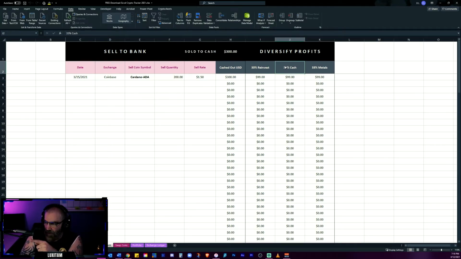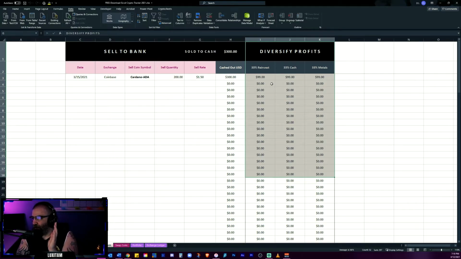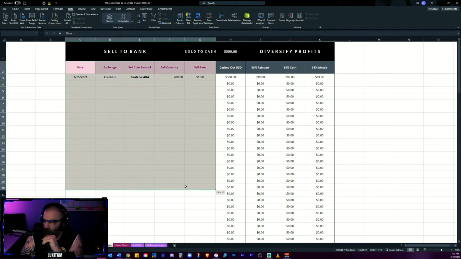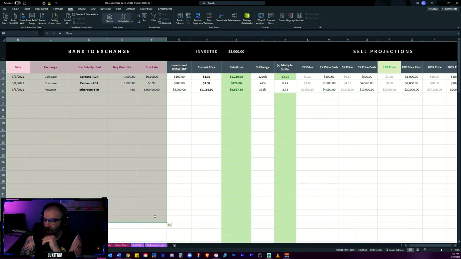I want to take 33% of that money, profits if you will, into cash, and then 33% into precious metals of your choice, or of my choice. Whatever you decide you want to do with this is completely up to you. It's just a little thing to further detail out your profits and what you want to do, to tell you where to go put your money. That's all that is. But the red right here is the actual transaction data. Same with over here. This is the actual transaction data from wherever you do your transactions.